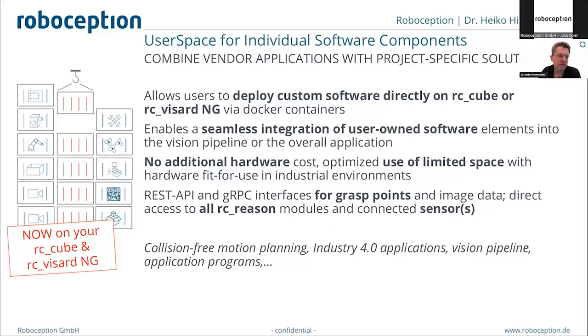The interfaces for communicating from the Docker space into our software, to our sensor, are basically the same interfaces that we also have for the outside world. So REST API for all parameters, and for images internally, we recommend not GigE Vision because it has too much overhead for just communicating within one device. So we are recommending here a gRPC-based interface, which is pretty simple and lightweight. We have programming examples for that, so it is very easy to use. Before, we only had this user space on the RC Cube, so there it's still available, and now we also have it on the RC Wizard NG.